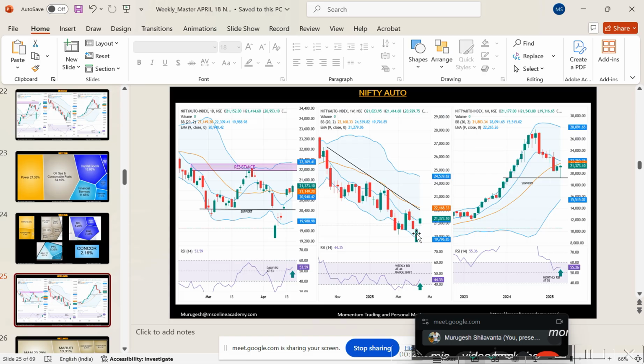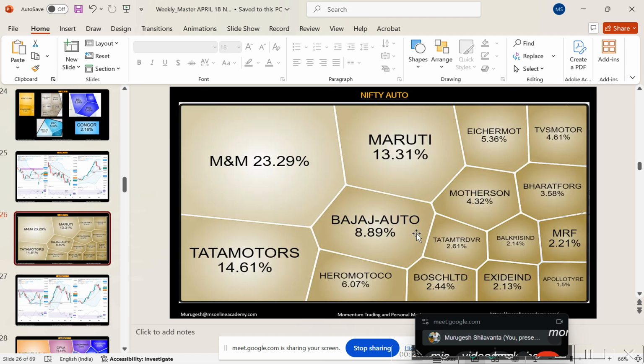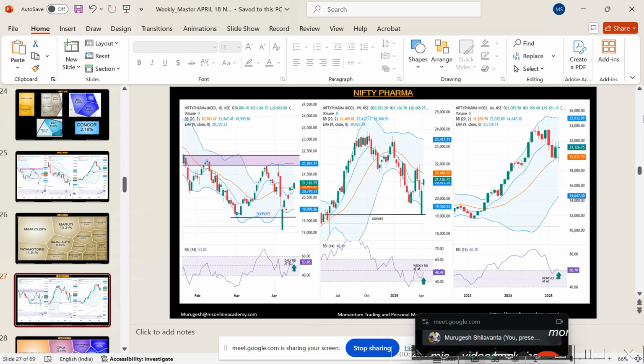The top stock from the auto sector is Eicher Motors. It is near the all time high. You can track that for momentum trading also. Okay, these are the stocks. Nifty Pharma has made 40 support, similar to energy and the auto sector. It is above 60, that's the positive. But if it is rejected from the middle band, we can see one more downfall here.